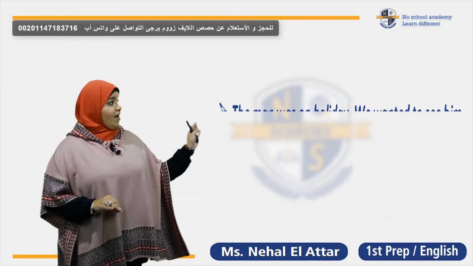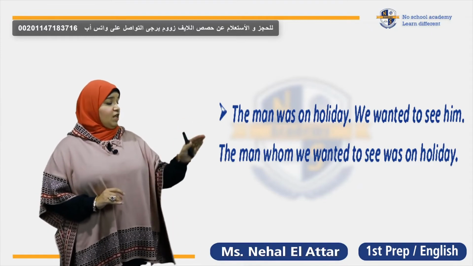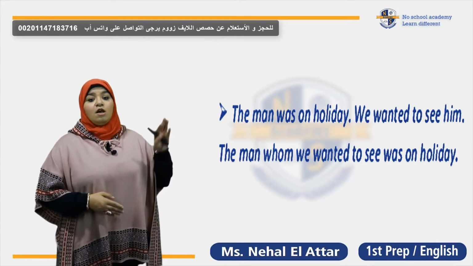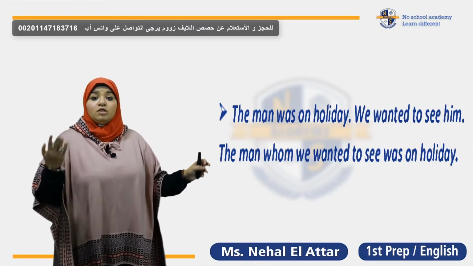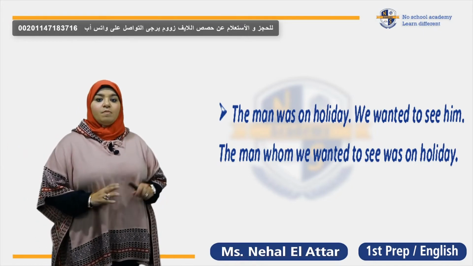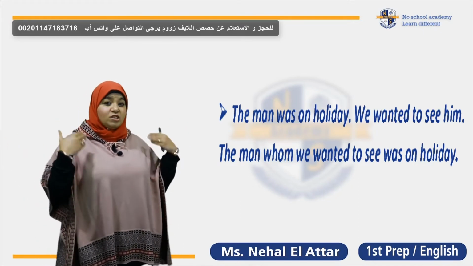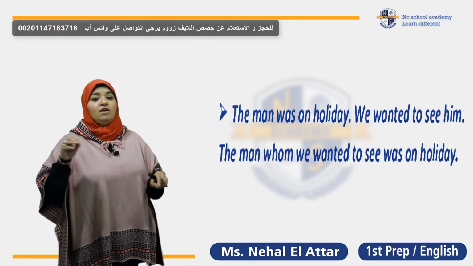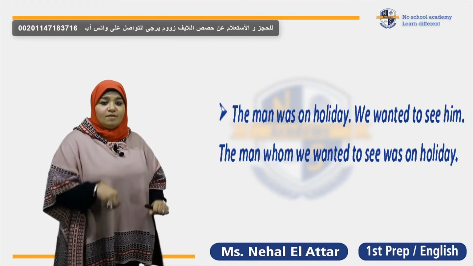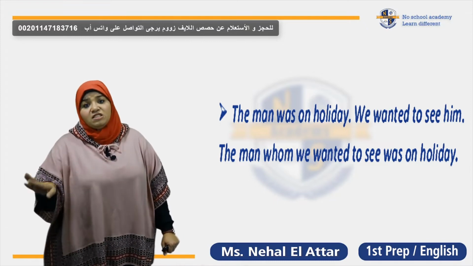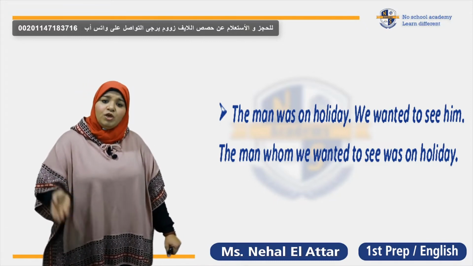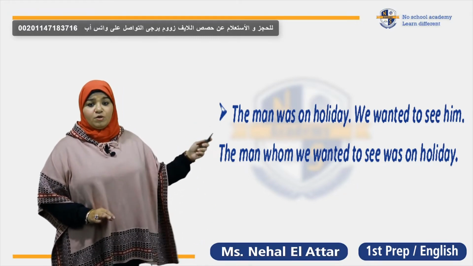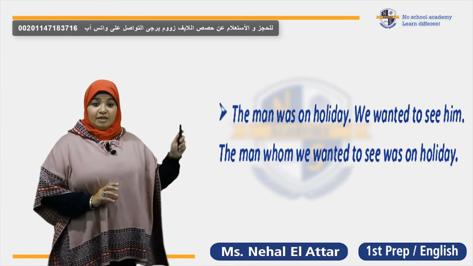For example, the man was on holiday. We wanted to see him. Let's mingle these two clauses together to be: the man whom we wanted to see was on holiday. Because, let's return back to the origin of the sentence, the main clause was we wanted to see the man. We is the subject, wanted the verb, the man is the object. So we can easily not use who and replace it with whom. You see now? Okay. And you have here other tips for whom and examples.